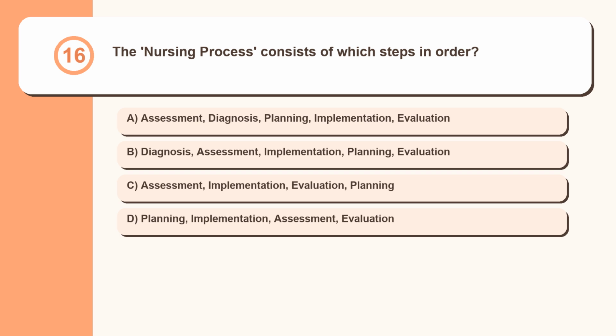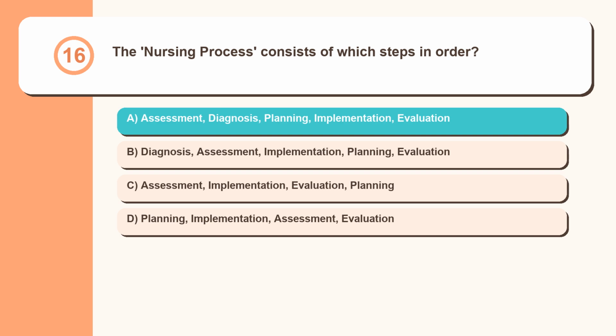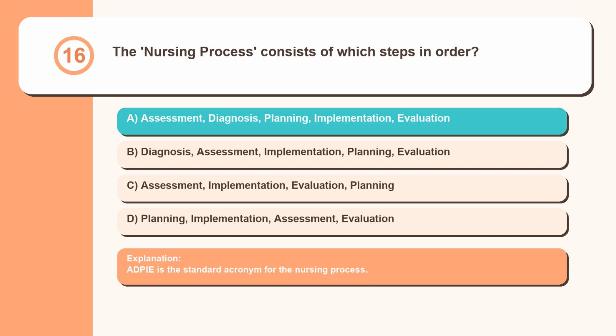Question 16. The nursing process consists of which steps in order? Assessment, diagnosis, planning, implementation, evaluation. Diagnosis, assessment, implementation, planning, evaluation. Assessment, implementation, evaluation, planning. Planning, implementation, assessment, evaluation. ADPIE is the standard acronym for the nursing process.